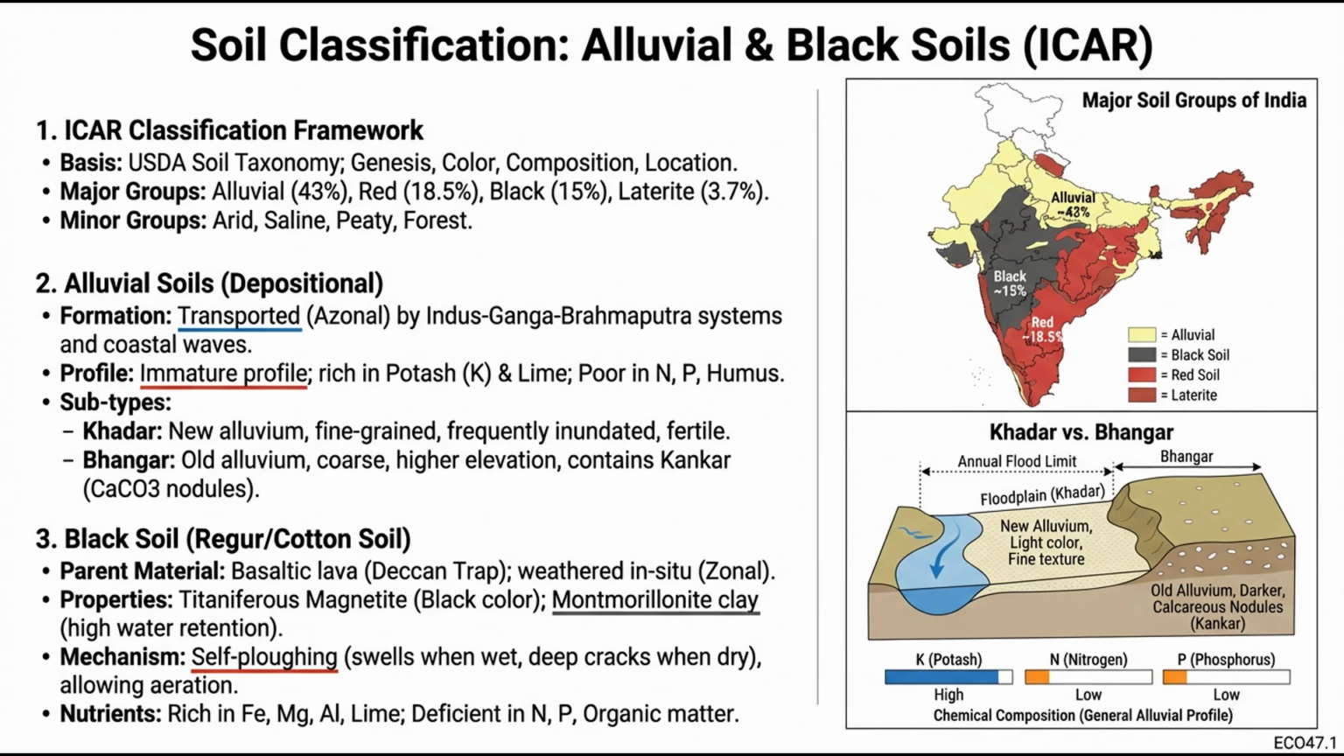This unique mineral gives the soil a mechanism of self-plowing. When wet, it swells and becomes sticky. When dry, it shrinks and develops deep cracks. These cracks, visible in the diagram, are vital because they allow atmospheric nitrogen and oxygen to penetrate deep into the soil, naturally aerating it. While it is chemically rich in iron and magnesium due to its basaltic parentage, it typically struggles with a deficiency in nitrogen and phosphorus, which is a common trait in Indian soils.